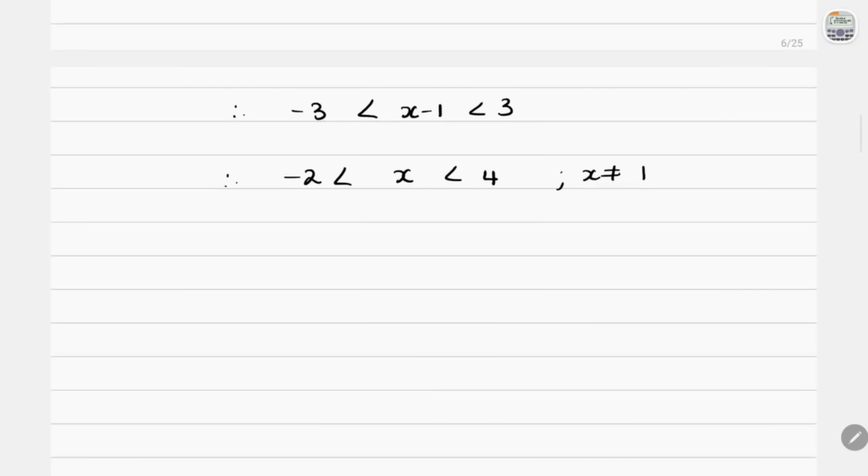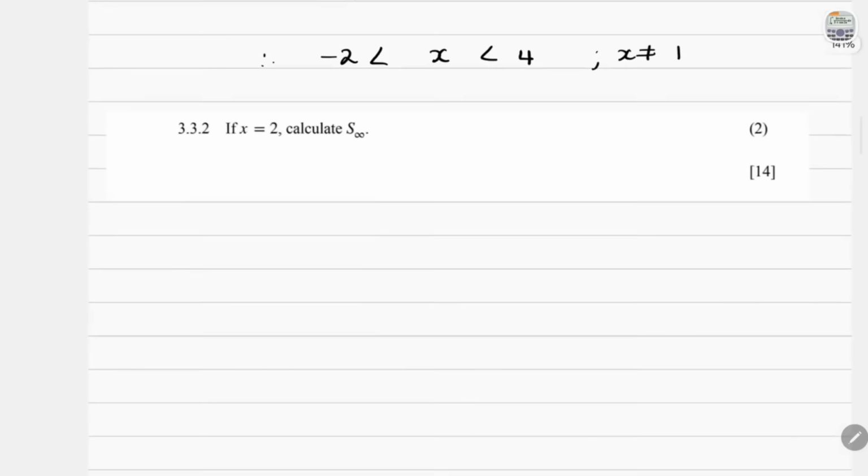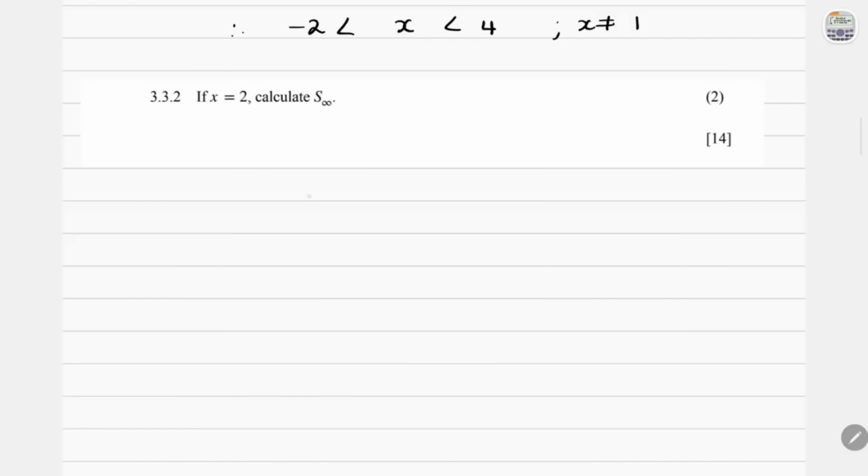Okay, moving on to the next question. Question 3.3.2 says, if x is equal to 2, calculate the sum to infinity. To find the sum to infinity, let's just remember what that formula is. Sum to infinity equals a over 1 minus r. So we just need two things: the value of a, the first term, and the constant ratio r.